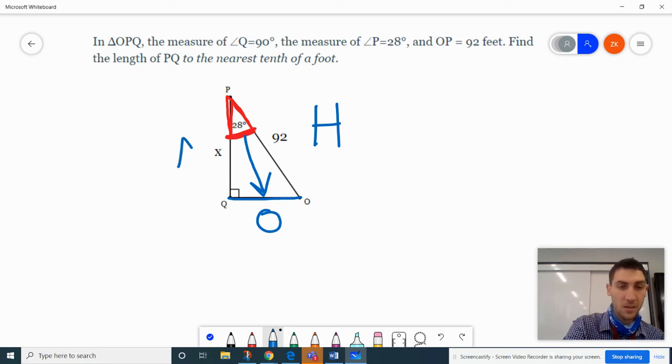The adjacent side, the leg that is next to that angle, noticing that this side touches the angle, is x. So that would be your adjacent side.